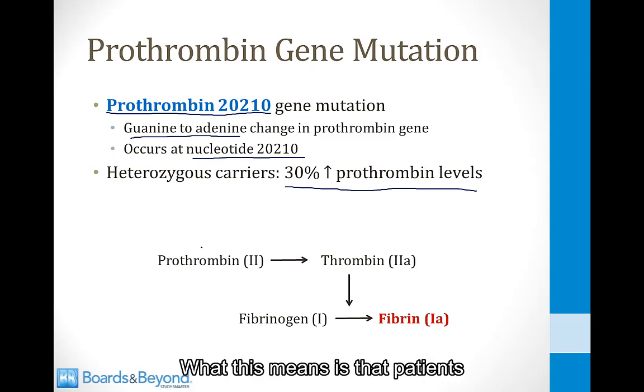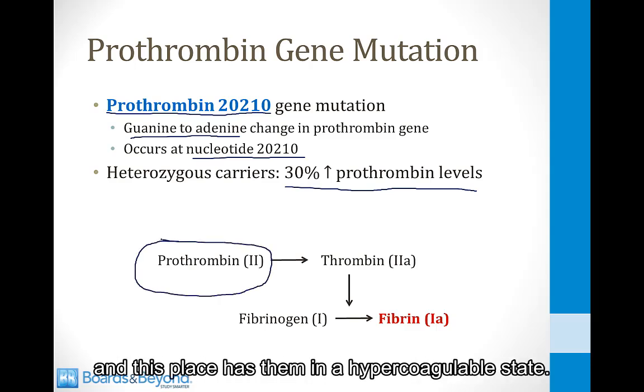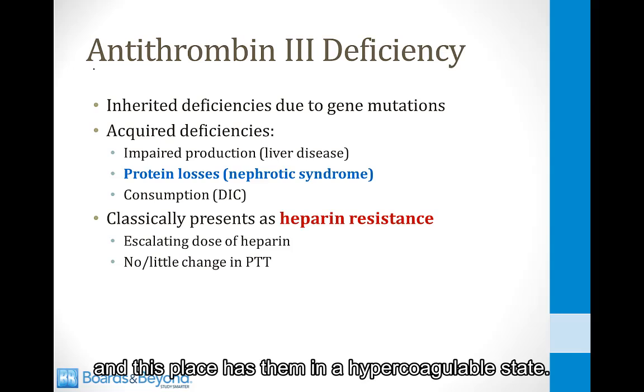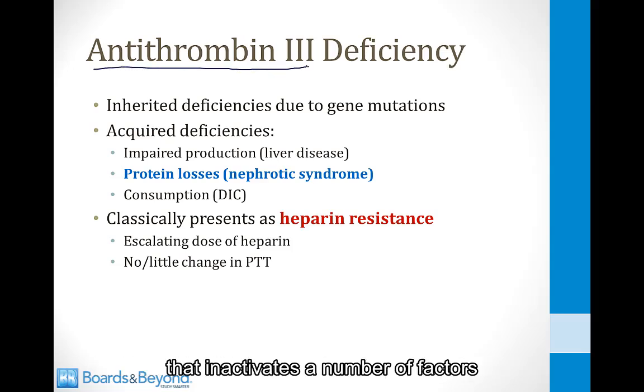What this means is that patients with this gene mutation make excess prothrombin, and this places them in a hypercoagulable state. Antithrombin 3 is a naturally occurring anticoagulant that inactivates a number of factors in the coagulation cascade. I talk about antithrombin 3 in more detail in the module on coagulation.